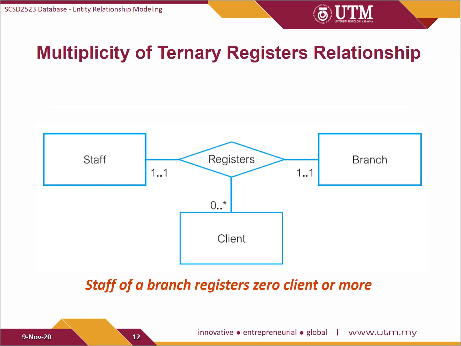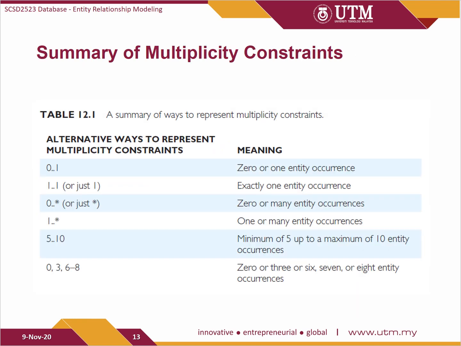The slide shows an ER diagram of the ternary register relationship showing multiplicity. As you can see here, the multiplicity of the registers relationship from the perspective of the staff and branch entities is 0..*, which is represented in the ER diagram by placing the 0..* beside the client entity. Okay, this table shows a summary of the possible ways that multiplicity constraints can be represented, along with a description of the meaning.